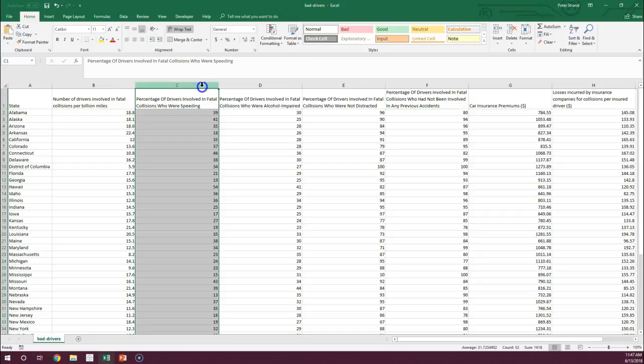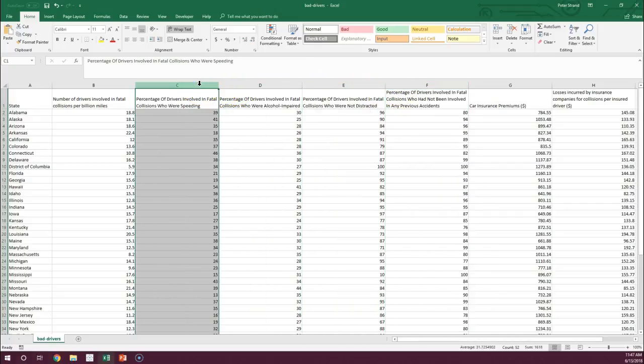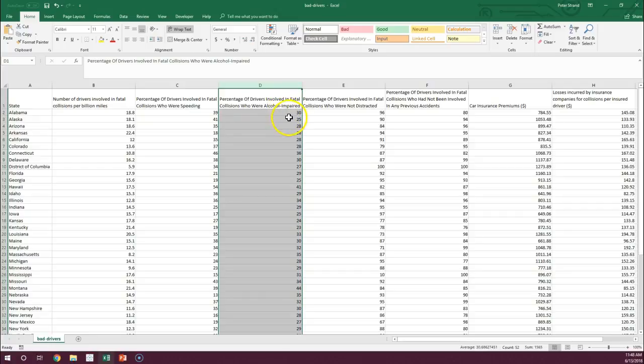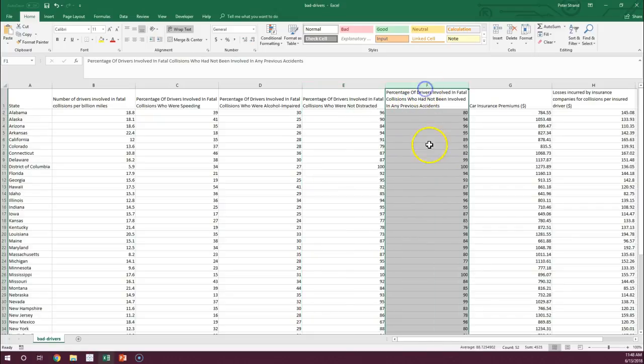We have a couple other columns that are represented as percentages, and these percentages tell us what the causes of these fatal accidents were. This column is telling us the percentage of fatal collisions that were caused by speeding, and this one by driving under the influence, or alcohol impairment. Then this one's telling us the percentage of people in fatal collisions who were not distracted, so not using your phone or other things like that. Another one tells us fatal collisions that involved people who hadn't been in a previous accident before.